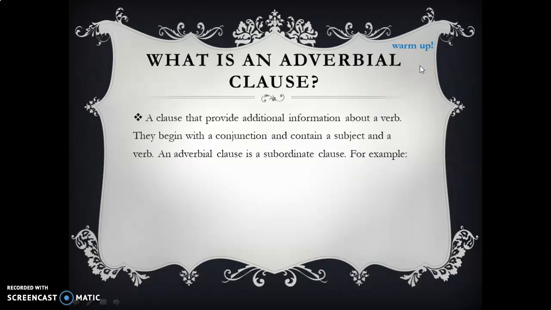Okay, here again, what is an adverbial clause? A clause that provides additional information about a verb. They begin with a conjunction and contain a subject and a verb, just like we said. An adverbial clause is a subordinate clause. For example, I will go out. This is the main sentence. Does it make sense on its own? Yes, it does. I will go out. After I have washed my hands. This here would be the subordinate clause.